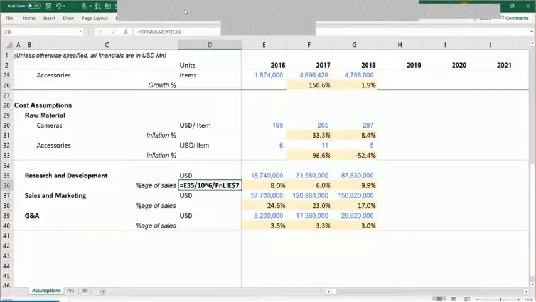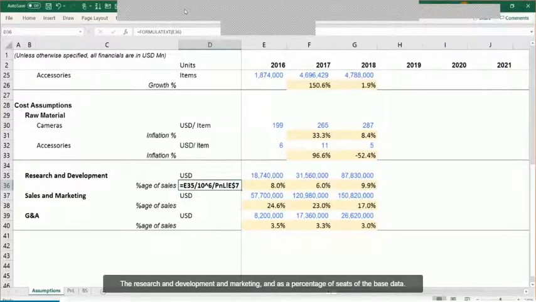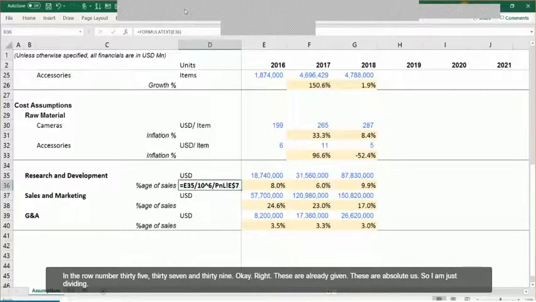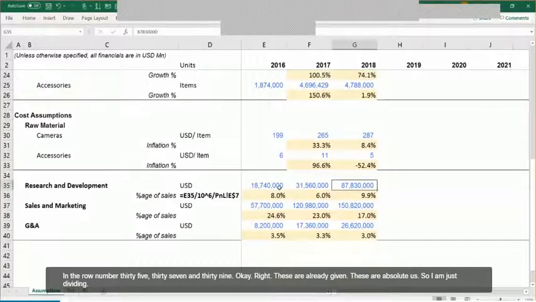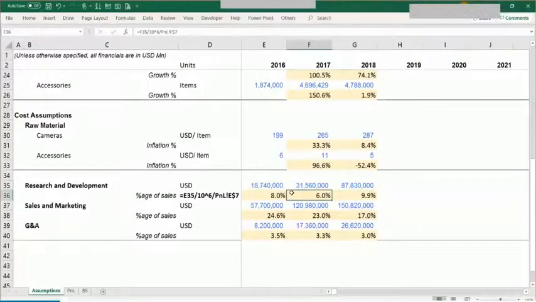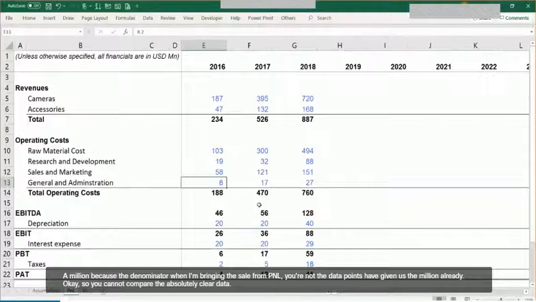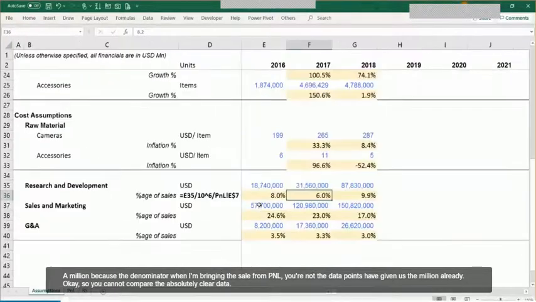Okay, let me repeat that again. What I was saying is that in this case, I'm just trying to compare the research and development, sales and marketing, and G&A as a percentage of sales. The base data points are already given here in rows number 35, 37, and 39. These are absolute USD numbers. So I am just dividing all of these numbers by a million, because when I'm bringing the sales from the P&L, the data points are already given in USD million in this sheet. So you cannot compare the absolute USD with the USD million data.